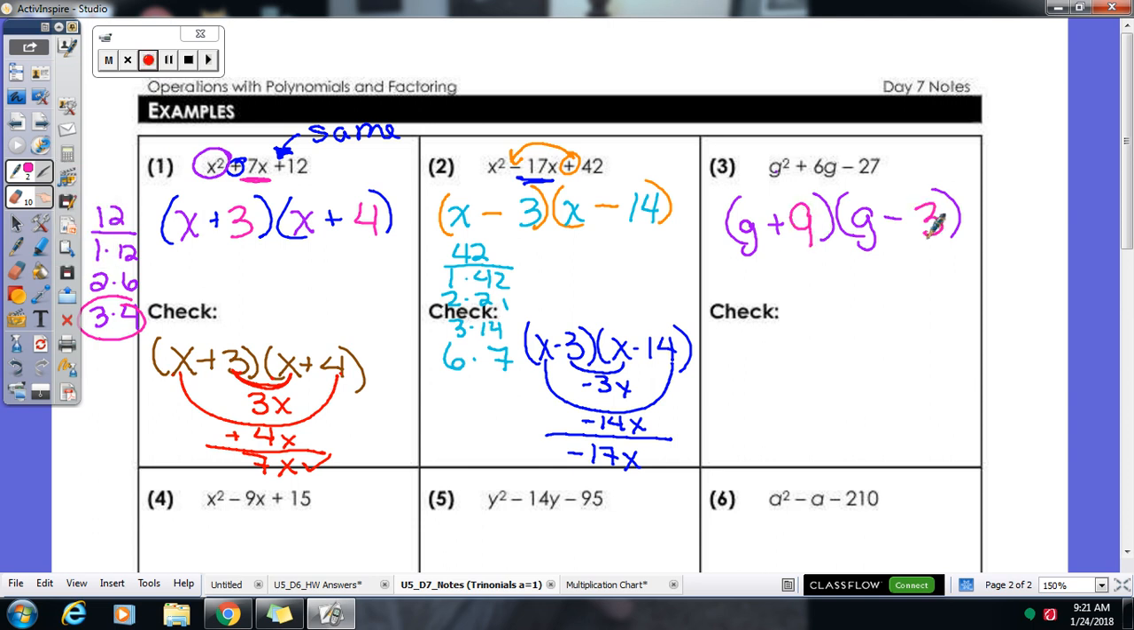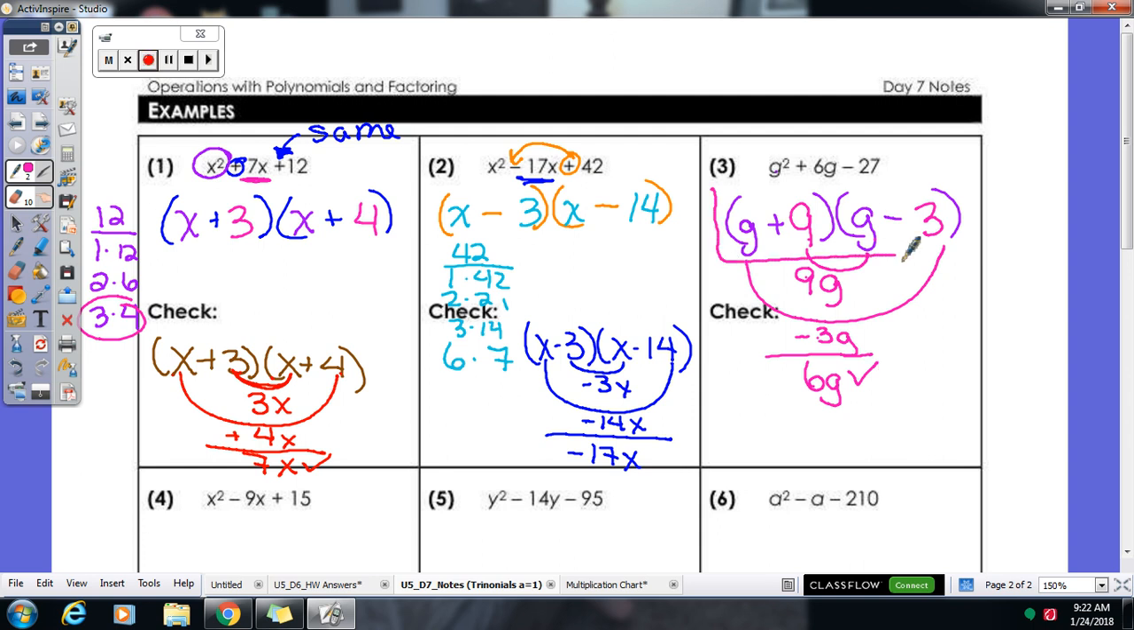These are the ones where you definitely want to make sure you do your check. So my little smile, 9 times g, gives me a 9g, and it's positive because my 9 is positive. Big smile would give us a -3g. So 9 minus 3 gives us our +6, so it checks out.